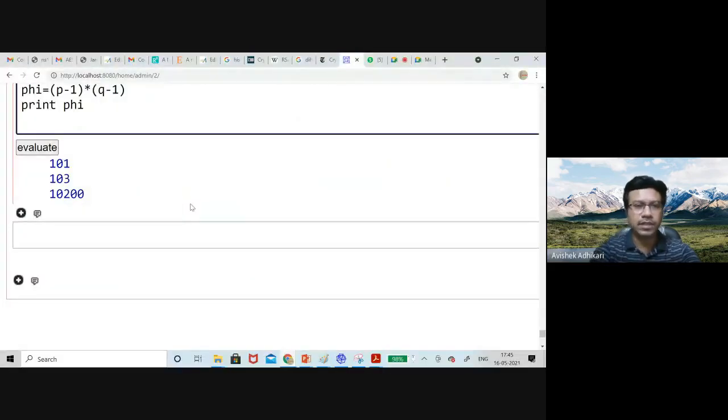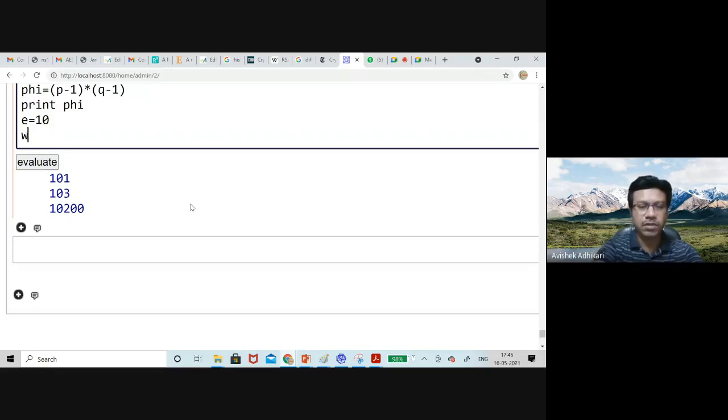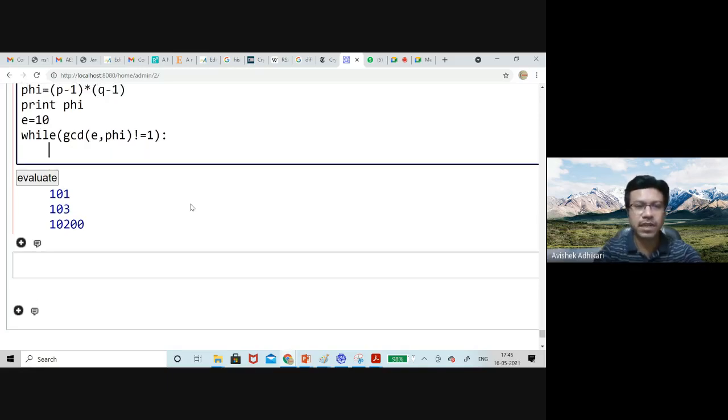So let's start with some E, say E equal to 10. Usually it is recommended that E should be more than 2 to the power 16 for a 2048 bit modulus, but this is a toy example. So let's start with E equal to this, and I put a while loop. Here you don't need to write the program for GCD, it's already available. While GCD of E and phi is not equal to 1. Those who are comfortable with Python can understand how I am writing this and how the alignment is taking place here.